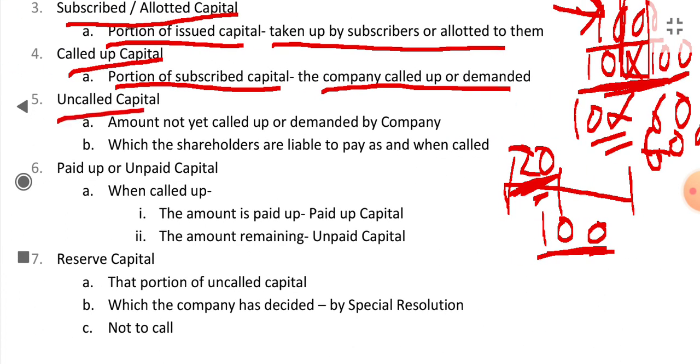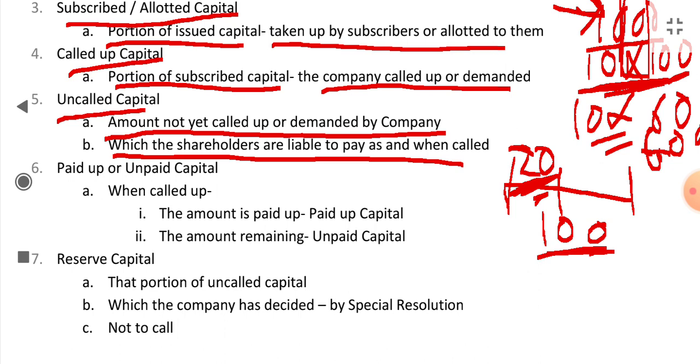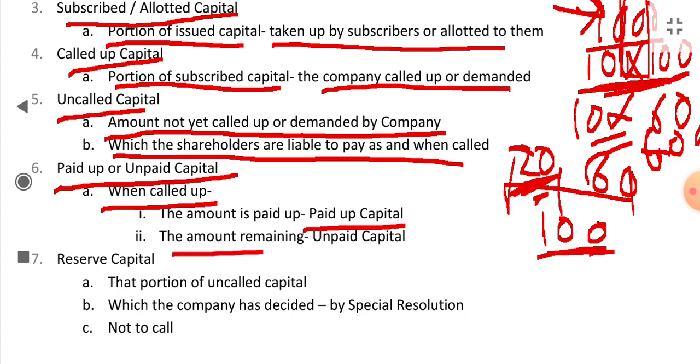What is uncalled capital? The amount not yet called up or demanded by the company, which the shareholders are liable to pay as and when called. The remaining amount, 80 rupees, is called uncalled capital. The company has not demanded it yet. What is paid up or unpaid capital? When called up, the amount that is paid is called paid up capital. The amount remaining is called unpaid capital.